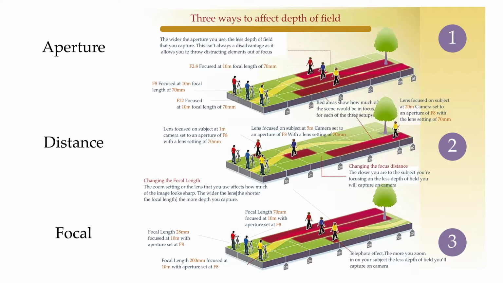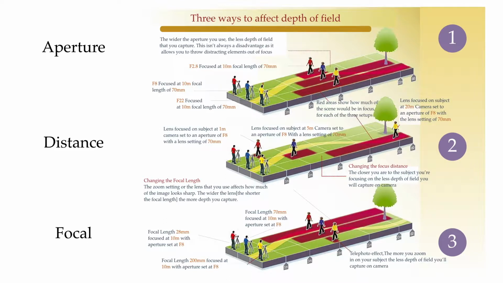Okay, in this next part, what we're going to be looking at is the three different things which can affect our depth of field. The first thing we're going to be looking at is the actual aperture. Now, if we keep our subject at the same distance from the camera, which in this case is 10 meters, and then we change our aperture, we will see how our depth of field increases each time. So for the top section there, you'll see that the subject is 10 meters away from the camera and our focal length remains the same at 70mm.